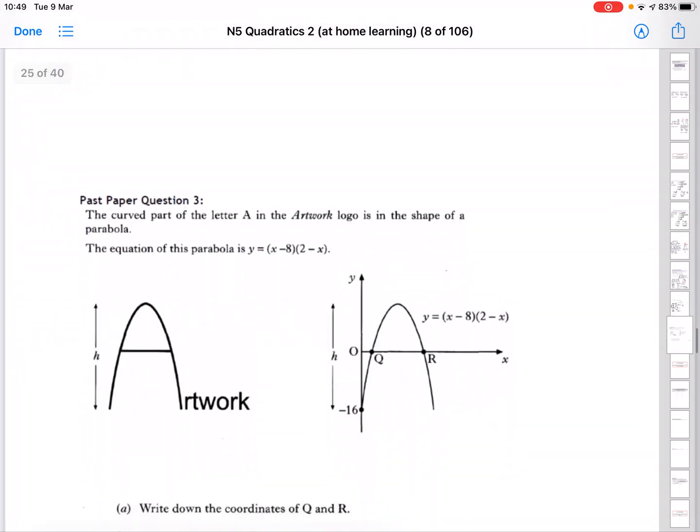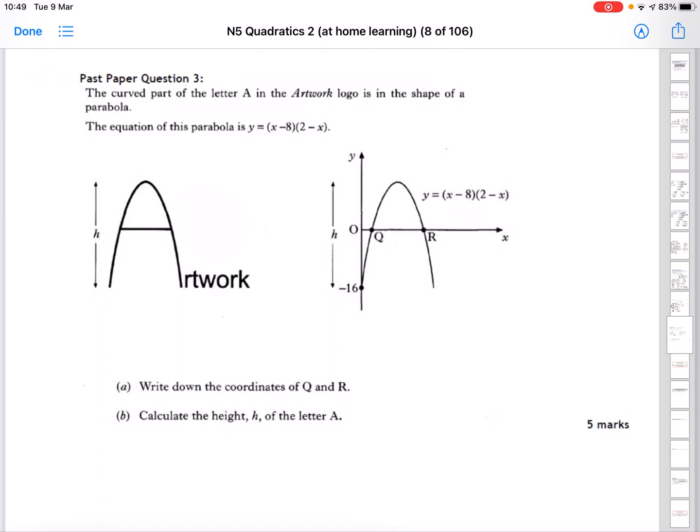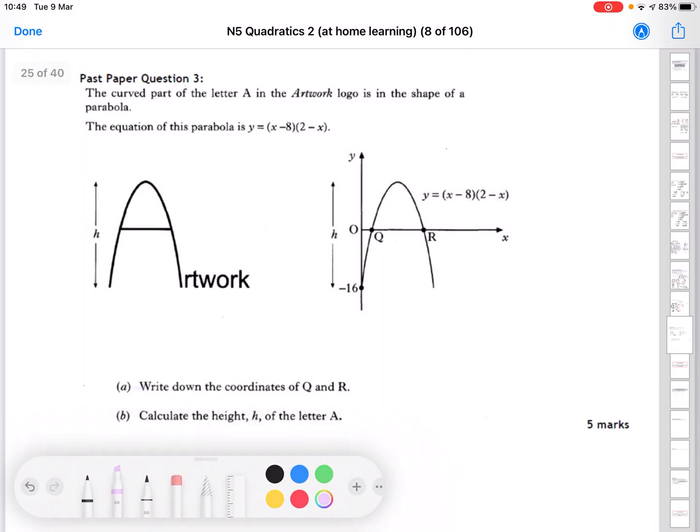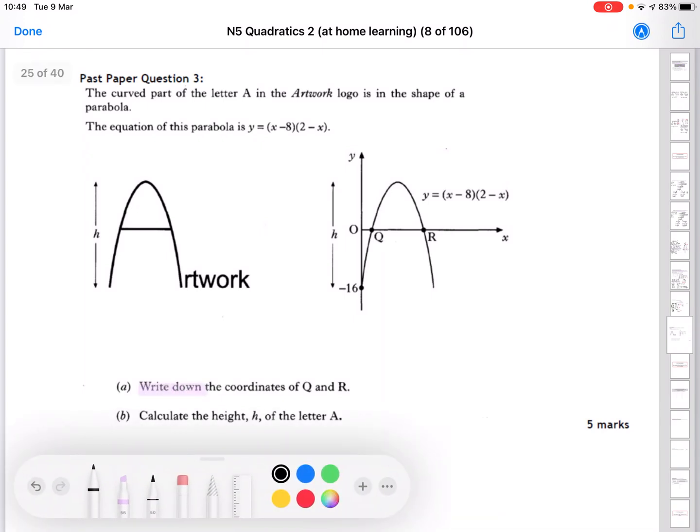Okay, past paper question 3. We have here the curved part of the letter A in the artwork logo is in the shape of a parabola. The equation of this parabola is y equals x minus 8 bracket 2 minus x. So the first part says write down the coordinates of Q and R. So if your question says write down, it should be something really quick and easy to do. So Q and R are your 2 roots of your parabola, which we've learned is the same as just solving your parabola.